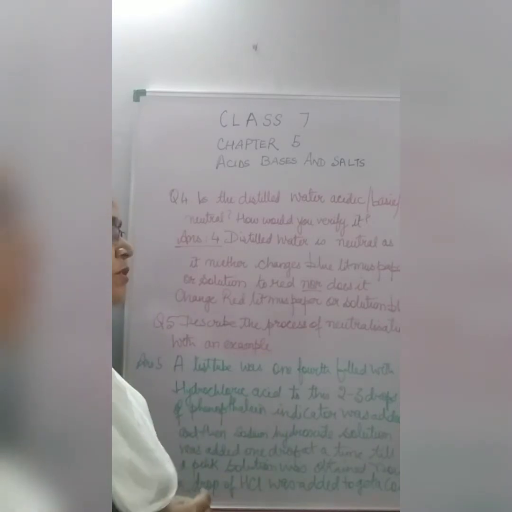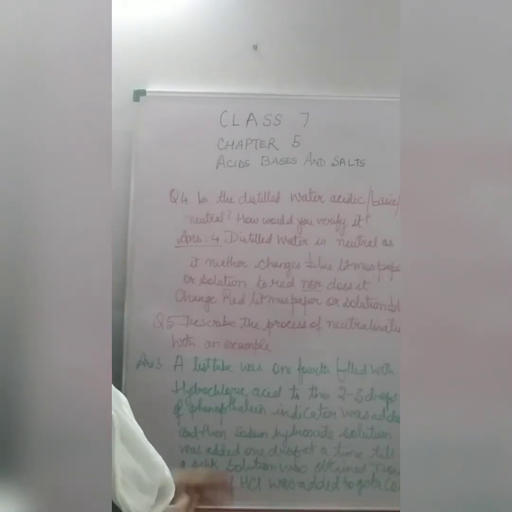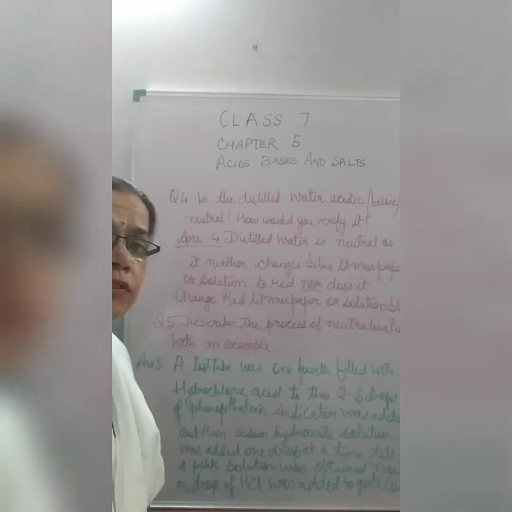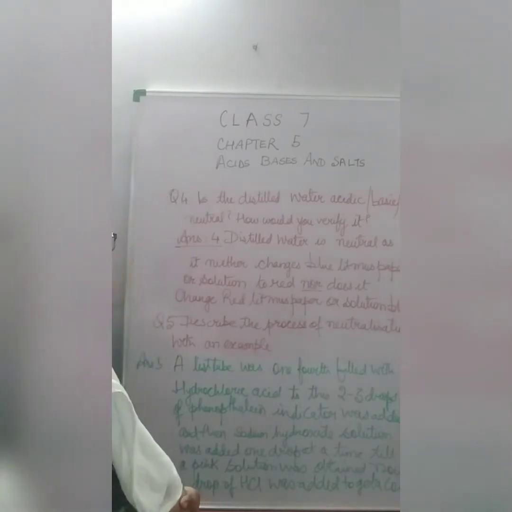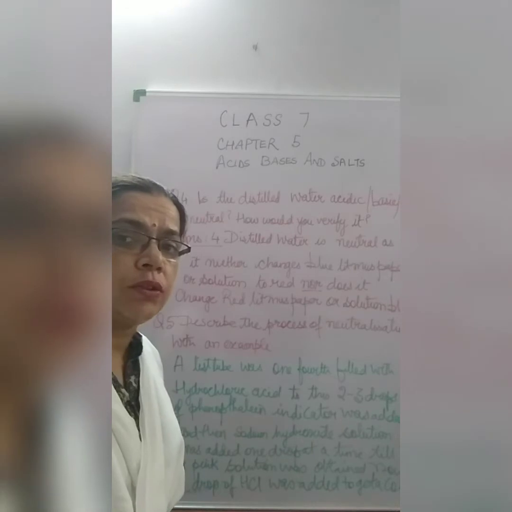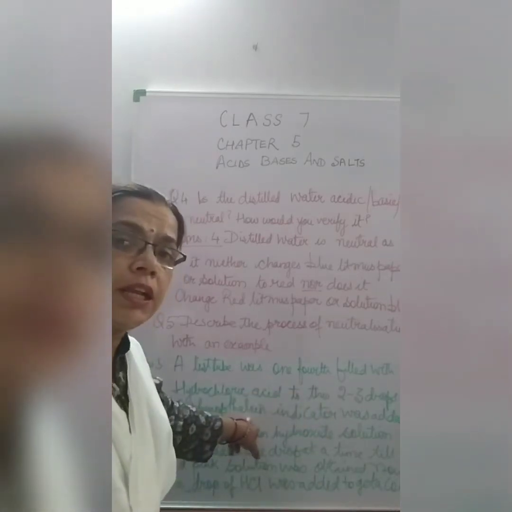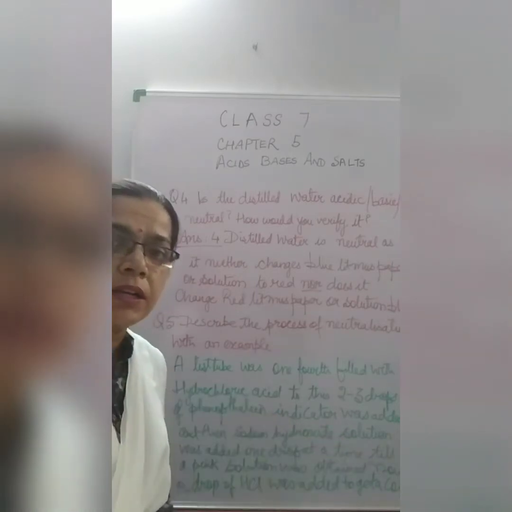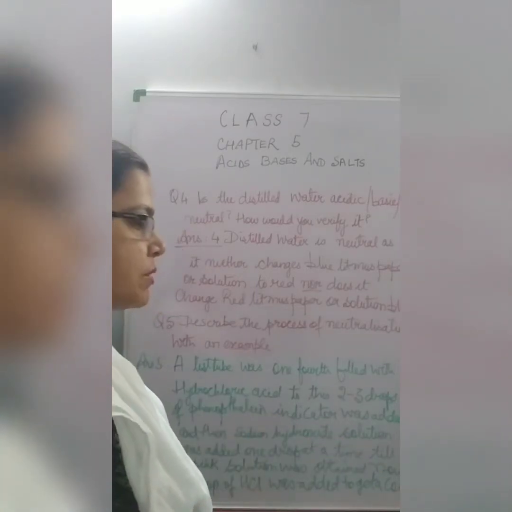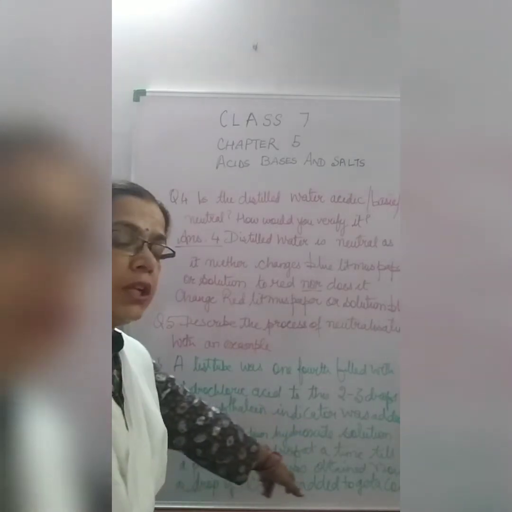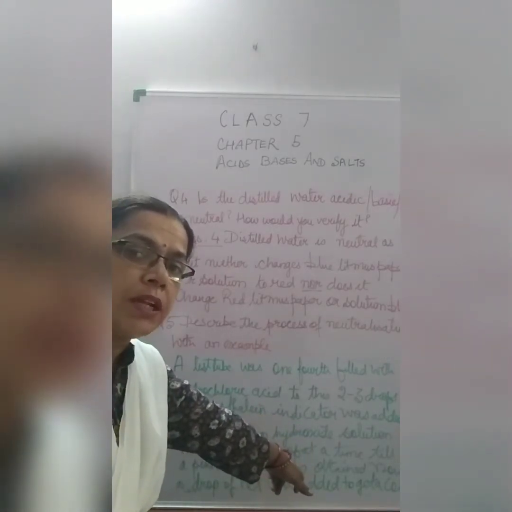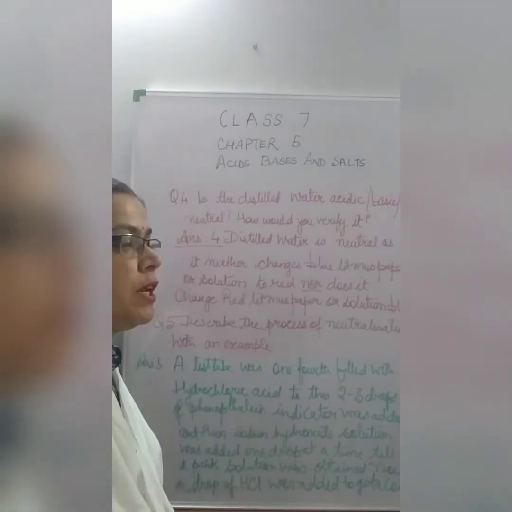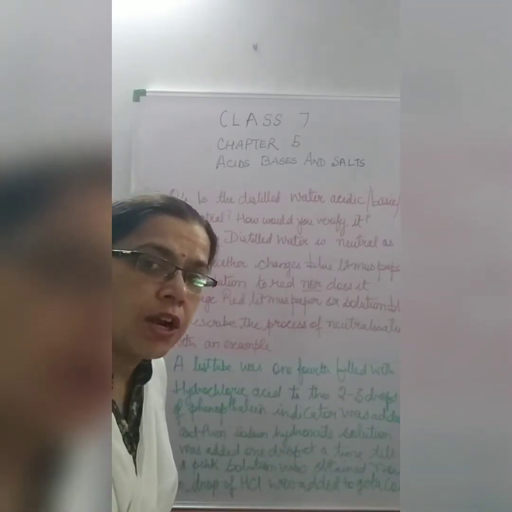Describe the process of neutralization with an example. Here, if you remember, in the activity that was carried out, a test tube was 1/4 filled with hydrochloric acid, to which 2 to 3 drops of phenolphthalein indicator were added. Then sodium hydroxide solution was added 1 drop at a time and stirred. This process was continued till we obtained a pink solution. This pink solution indicates that the solution has just turned basic.